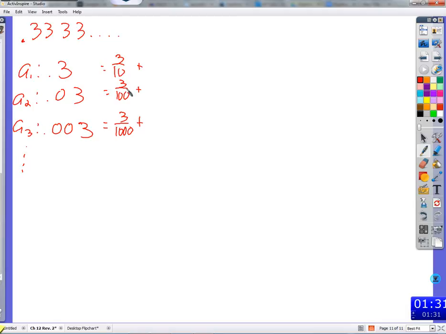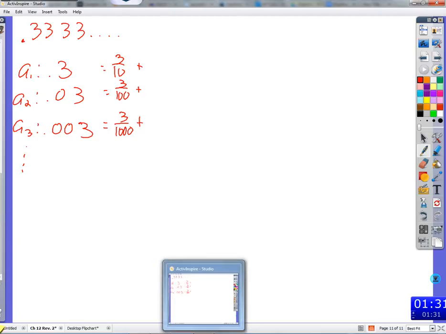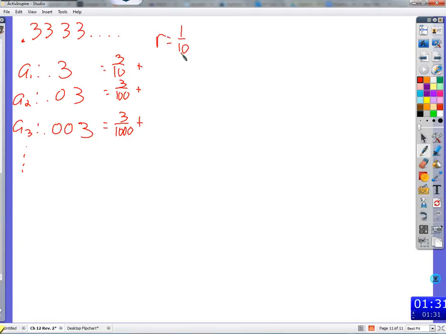Is this a geometric series? Can I multiply 3/10 by something to get 3/100 and multiply by that again and get 3/1000? Yeah. Multiply by what? 1/10. If I multiply this by 1/10, I'll multiply 3 times 1, 10 times 10 is 100. Multiply this by 1/10, 3 times 1 is 3, and 100 times 10 is 1,000. And if we keep multiplying by 1/10, we'll keep getting 1 more 0. Okay. So r equals 1 over 10.